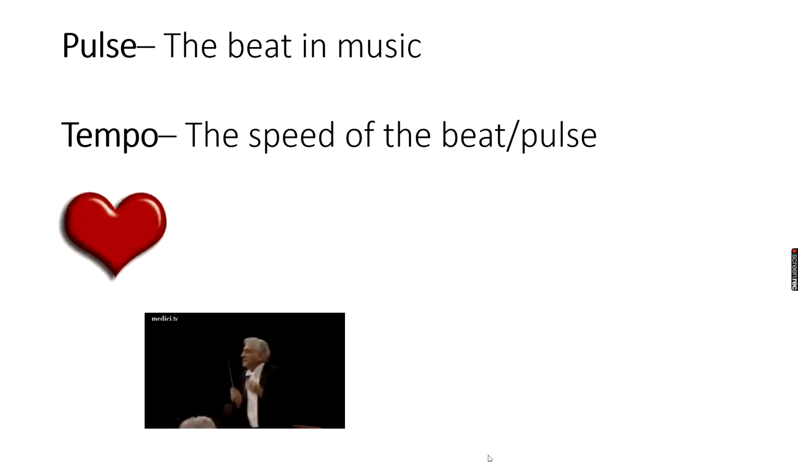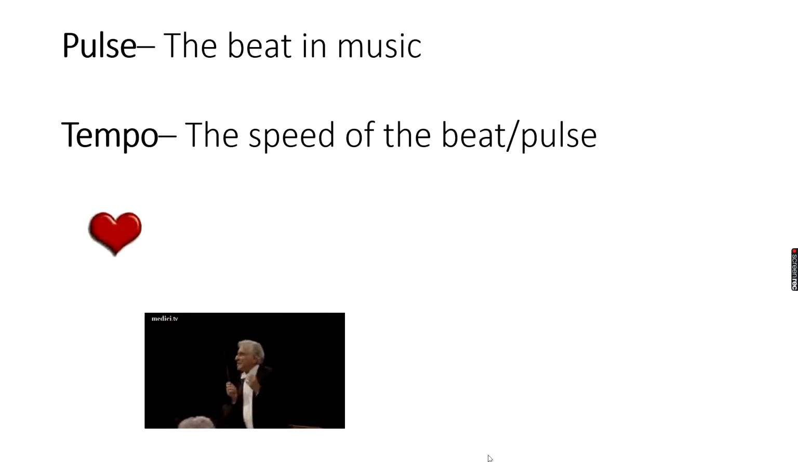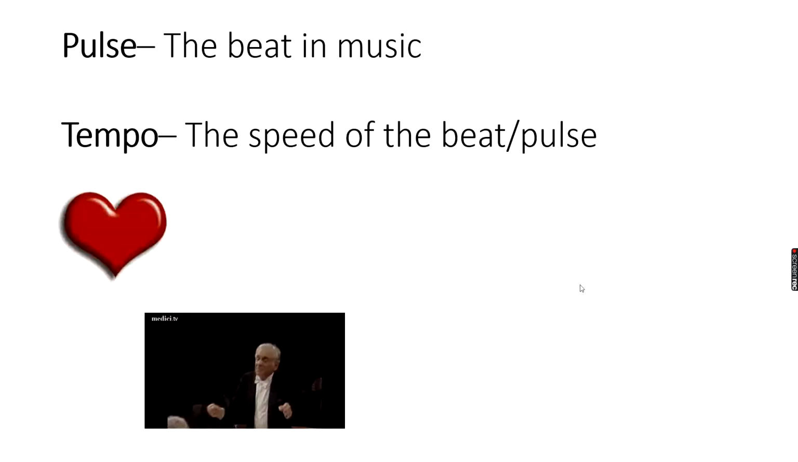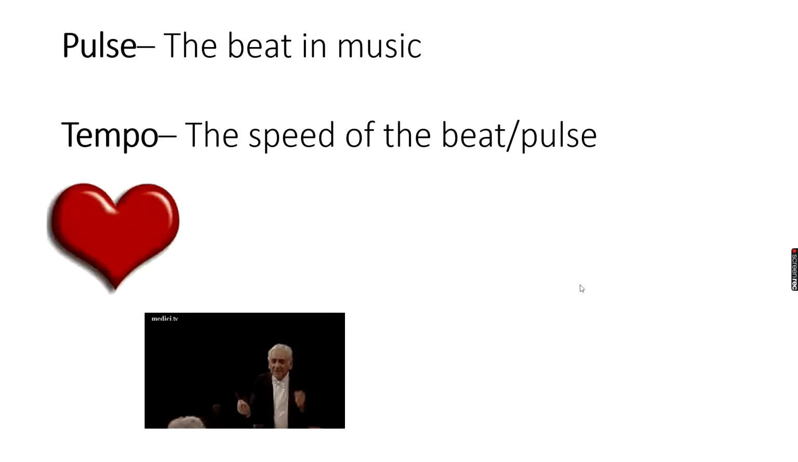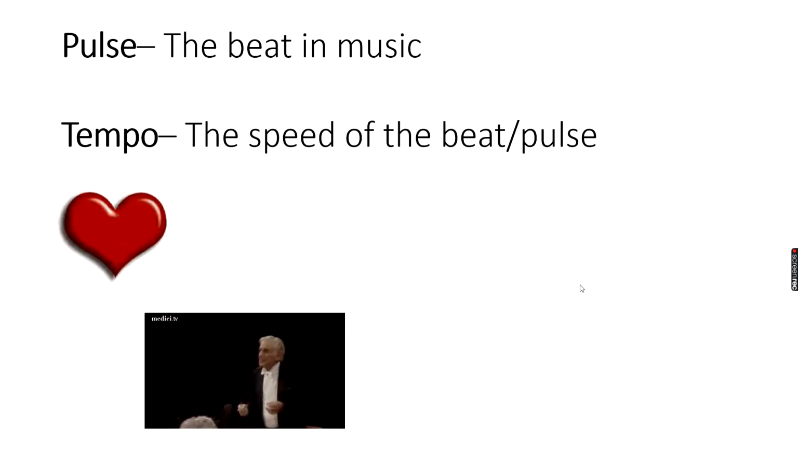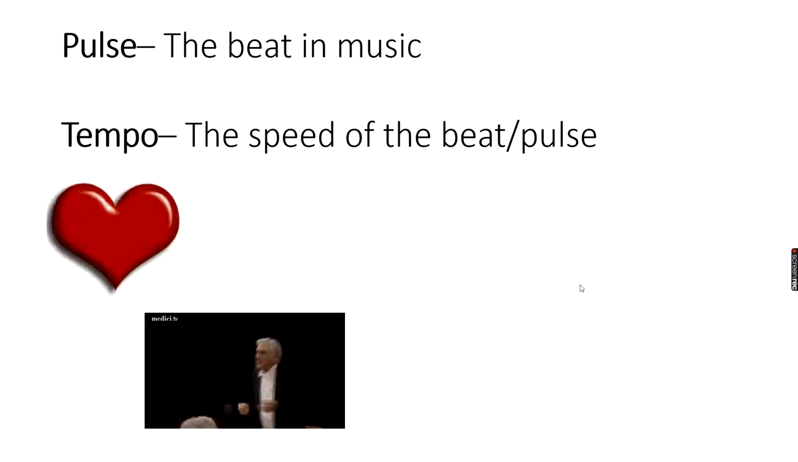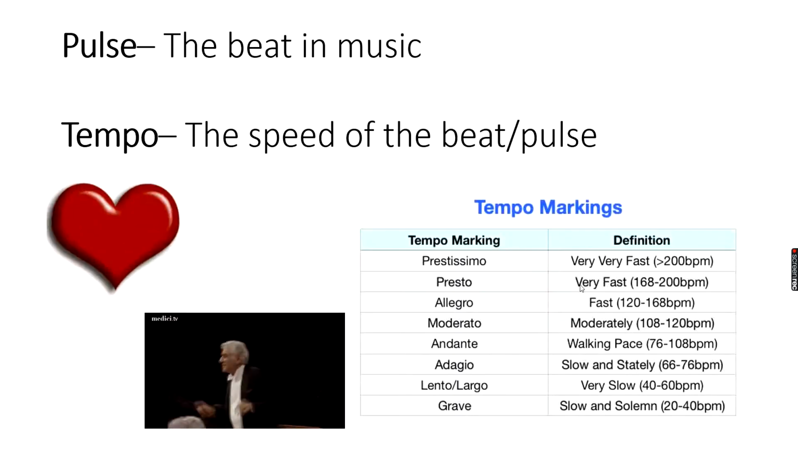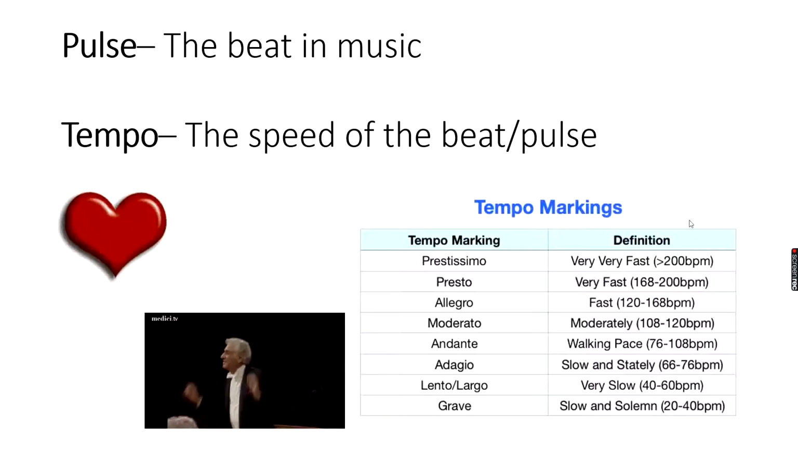Now in classical music we have a conductor who usually stands in front of the orchestra, and using his baton he'll be waving his arms around, and basically he is beating out the pulse. So he is showing everyone the tempo of the music. Now for our listening exam, we're not going to have a conductor stood in front of us. We're going to have to listen to that pulse and work out the tempo, work out the speed of that pulse. And we will need to learn our Italian.